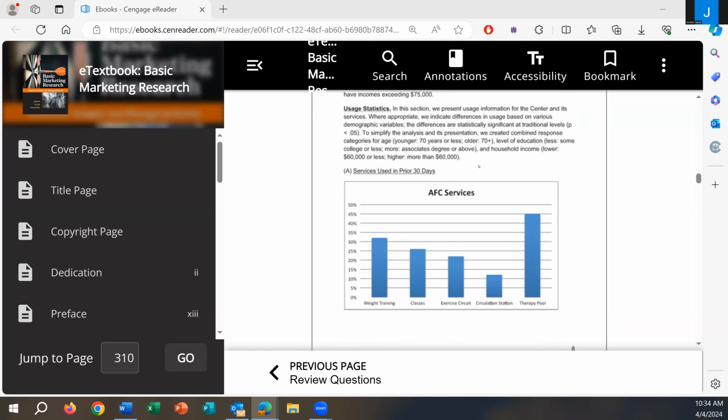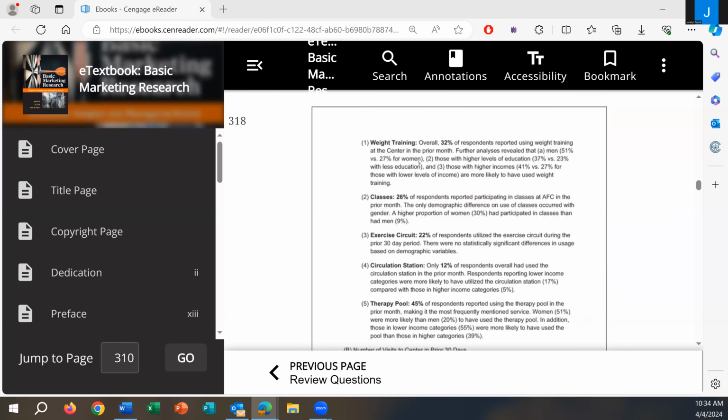And so they used a statistical analysis to come up with some information. This is a table that they used to show us what services were used within the facility. So weight training, about 32%, classes just over 25%, exercise circuit, about 22%, circulation station, about 12%, and then a high percentage, 45%, used the therapy pool. They go into a description of each one of these, what they found as far as the demographic breakdown of each one of these areas.